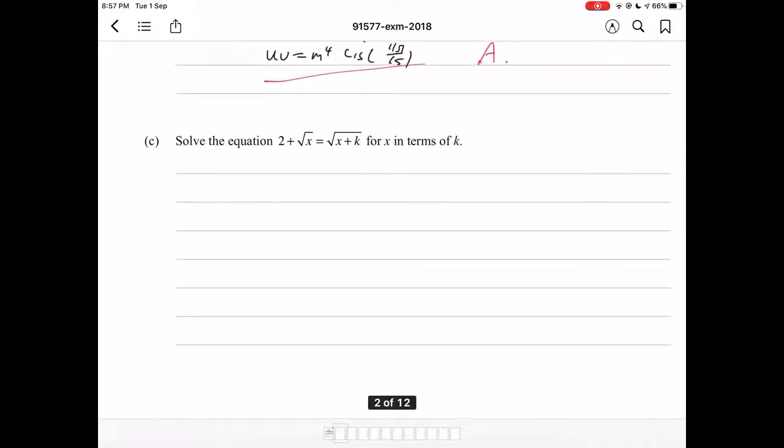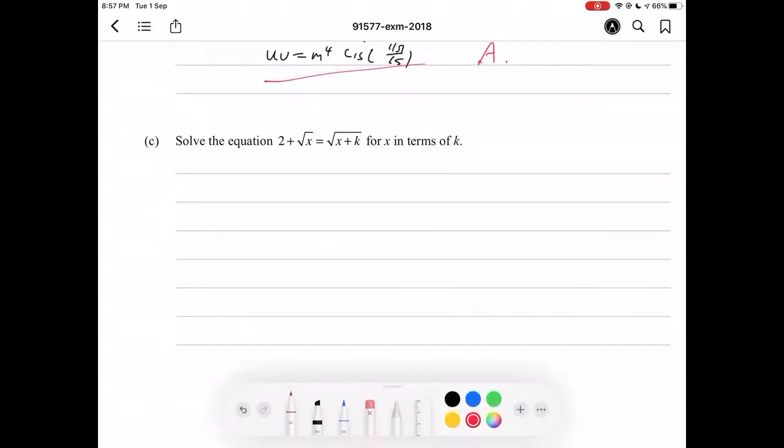Solve the equation 2 plus square root of x equals square root of x plus k, for x in terms of k. In this case, we'll just go straight ahead and square both sides, because if we move the square root of x to the other side, we'll get two square roots of x together and it'll become very difficult. So it's easier to do this separately.